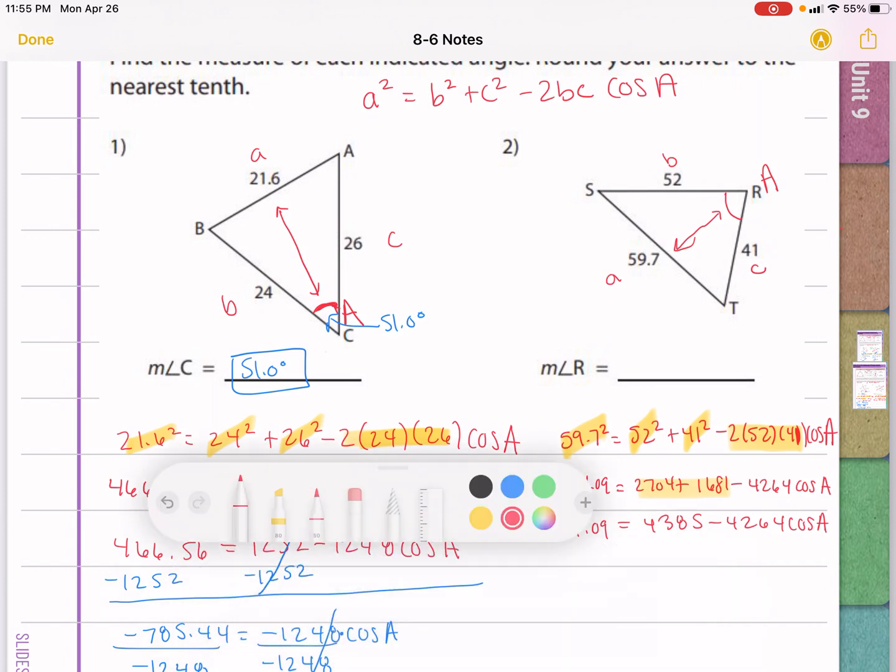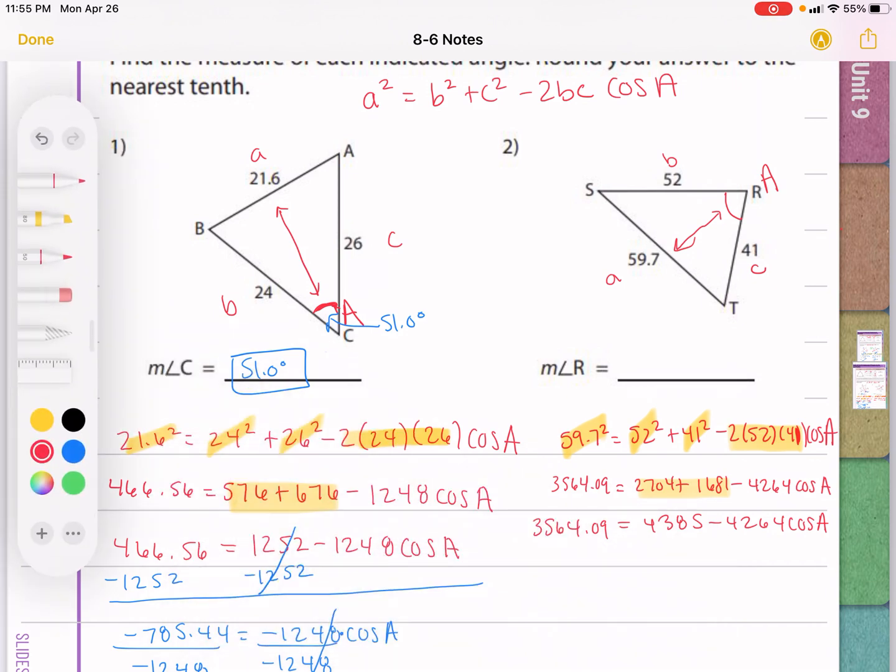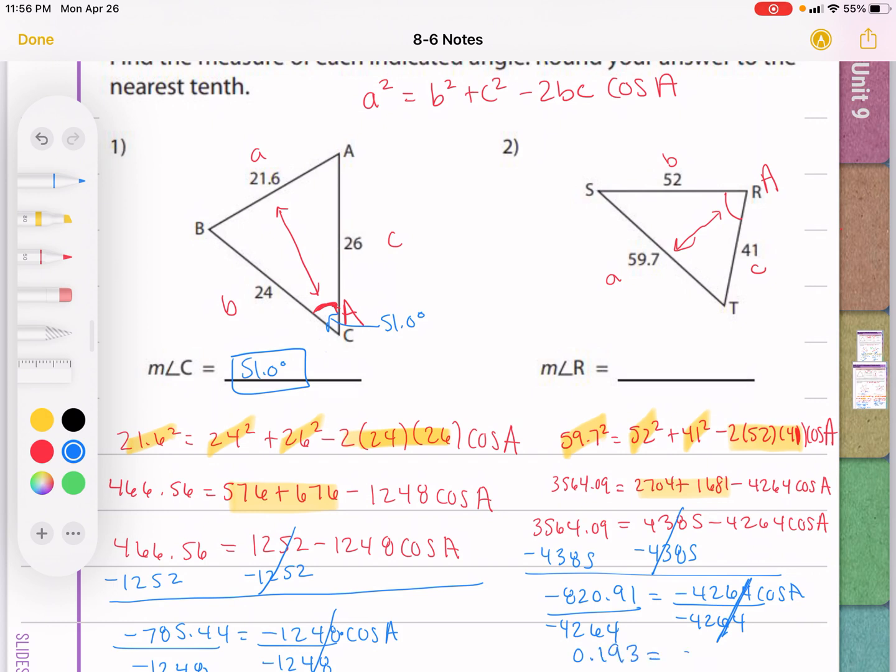So here's where we're going to have to start to solve. We can't do minus on the right hand side because the cos A is stuck to that second number. So we need to start moving stuff away from the cos. So I'm going to get rid of the 4385. On a calculator, I would do 3564.09 and subtract the 4385. That comes out to negative 820.91. Now I'm going to divide by the negative 4264. That comes out to, if I use 3 digits, about 0.193. So that's equal to cos A.